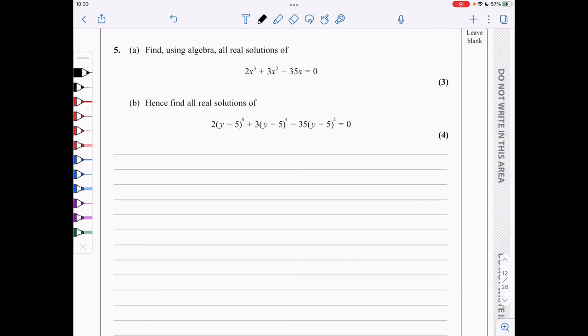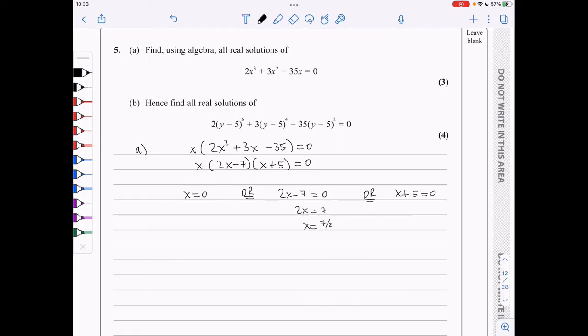In 5, we need to use algebra in the first part to find all real solutions of this cubic. I will start by factoring out x to give me x(2x squared plus 3x minus 35) is equal to 0, which further factorizes into x(2x minus 7)(x plus 5). I need to find the solution, so either x is 0 or 2x minus 7 is 0 or x plus 5 is 0. So we've got 2x is 7 here, x is 7 over 2, x is negative 5. So 3 solutions in total, the 0, the 7 over 2, and the negative 5.